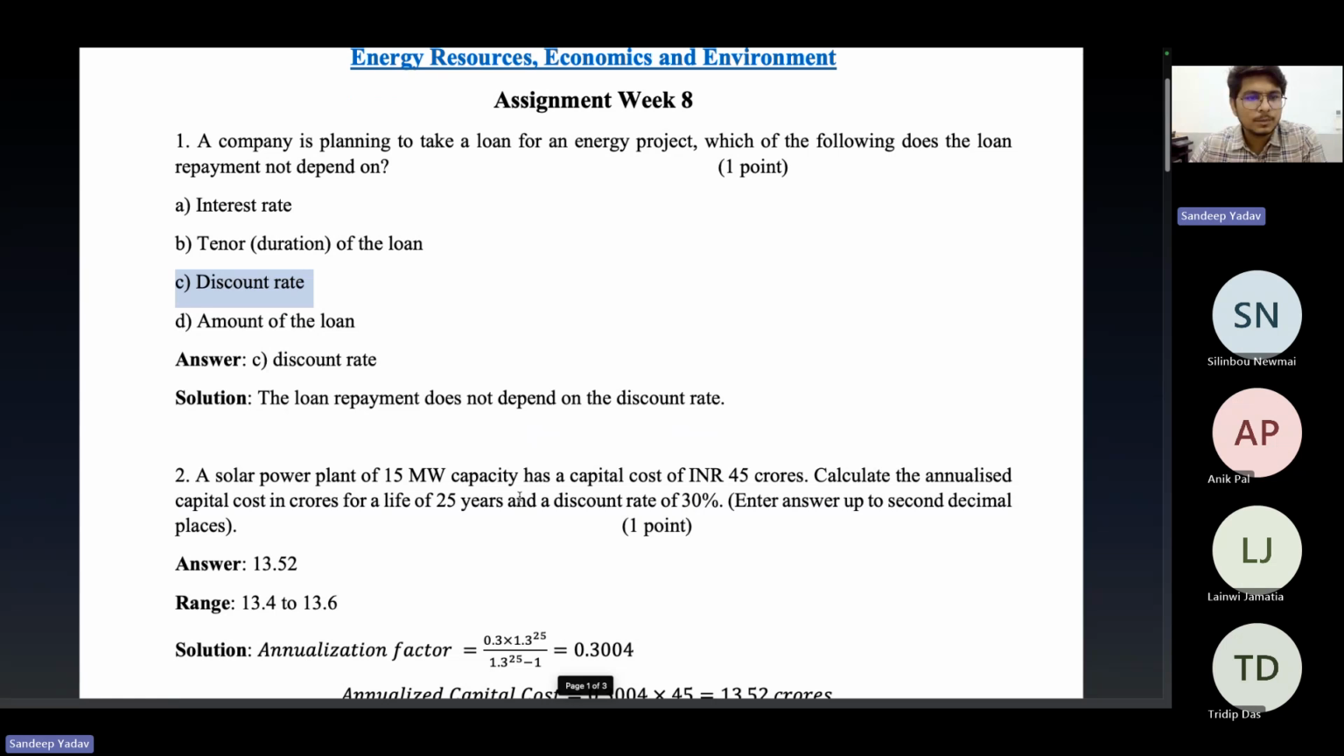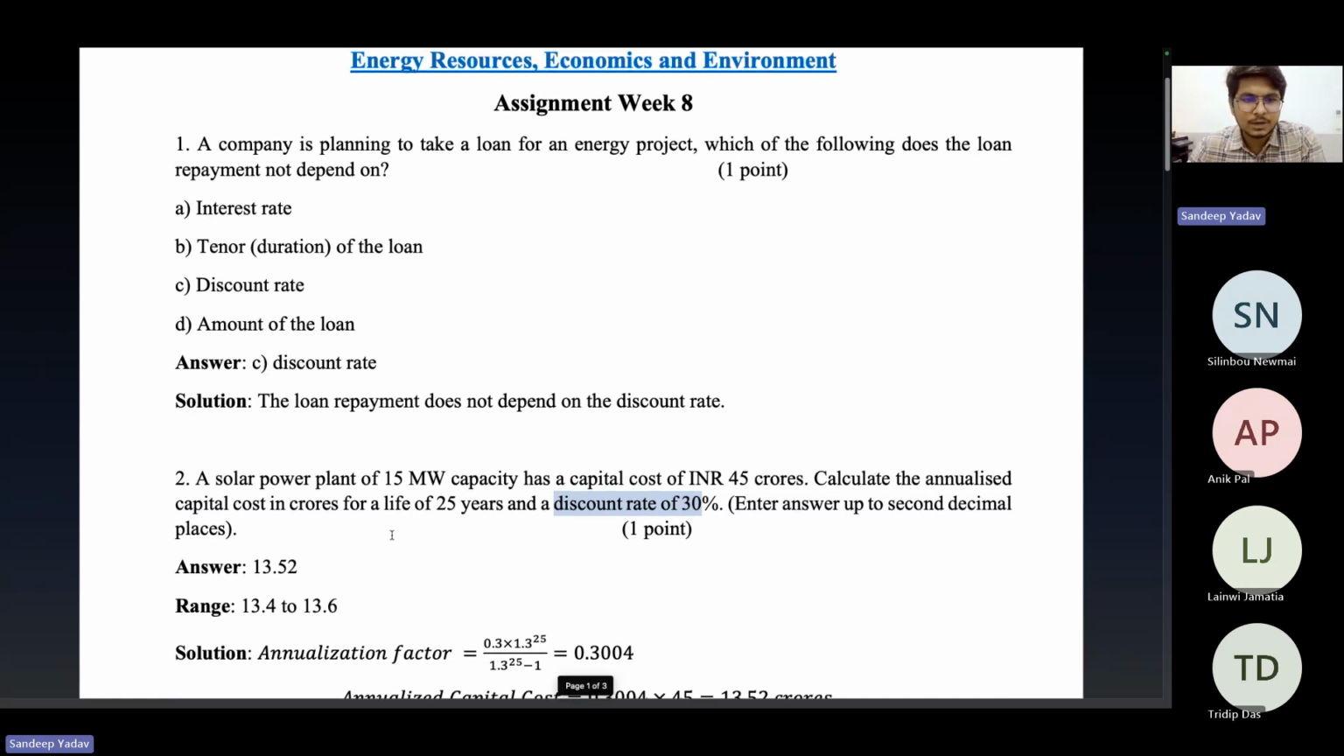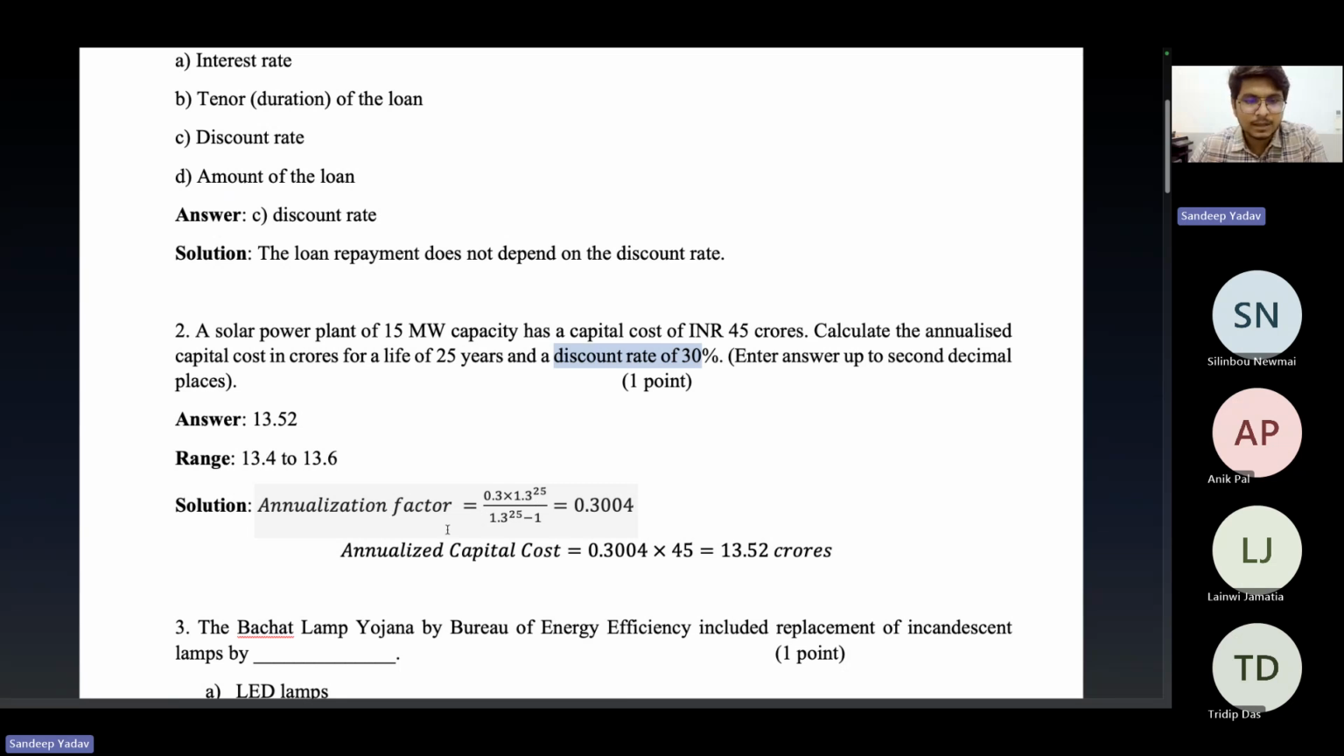The second question says, a solar power plant of 15 megawatt capacity has a capital cost of 45 crores. Calculate the annualized capital cost in crores for 25 years. Here the life cycle is given as 25 years and the discount rate is given as 30%. So now we have to calculate the annualized capital cost. So we have to calculate the annualization factor, which we can also call the CRF. CRF is d(1+d)^n divided by (1+d)^n minus 1, where n is 25 years.